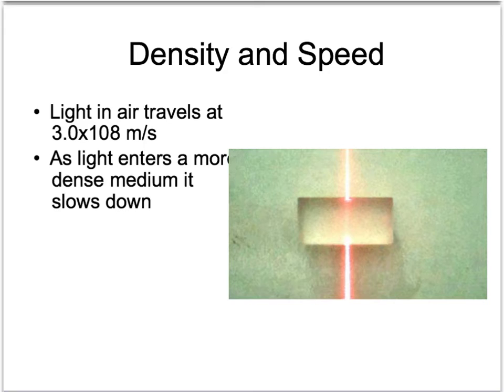Now, quick review. The more dense something is, the more light slows down. Light in air is at 3 times 10 to the 8th meters per second. As it enters something more dense, the light will slow down. Now, if it hits at a 90-degree angle, slowing down is basically all that's going to happen. It'll keep going straight.